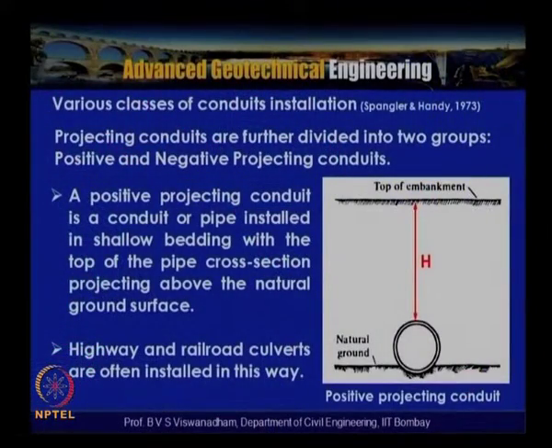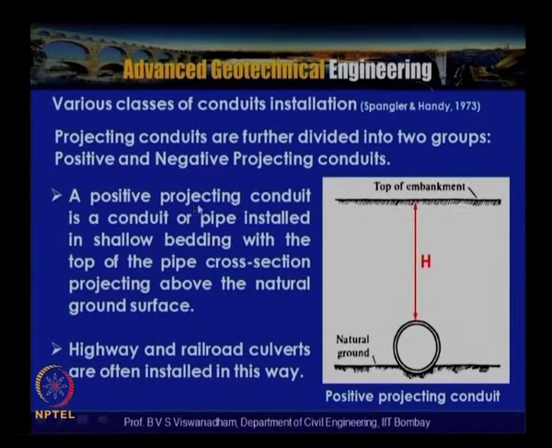There is also another type, which is called projecting conduits. The projecting conduits are further divided into two classes: positive projecting conduit and negative projecting conduit. A positive projecting conduit is a conduit or pipe installed in shallow bedding with the top of the pipe cross section projecting above the natural ground surface. If this is the top of the embankment surface, that is the fill above the ground, then the pipe is placed on the ground surface, and h is the height above the center of the pipeline.